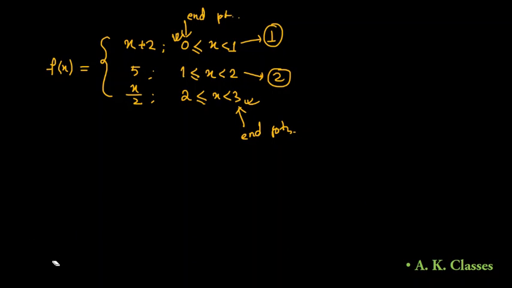মই বস্তুটো সাইডত লিখি দিছোঁ, এক সেকেন্ড। This is our initial point say 0, this is the final point say 3, and in between these two we have 1 and 2, and within 0 and 1 the function takes the value x plus 2. Within 1 and 2 the function takes the value 5. Within 2 and 3 it takes the value x by 2. Fine, this is the question.